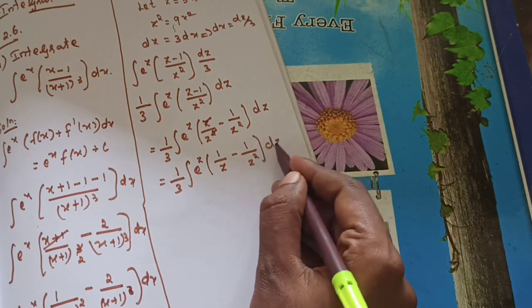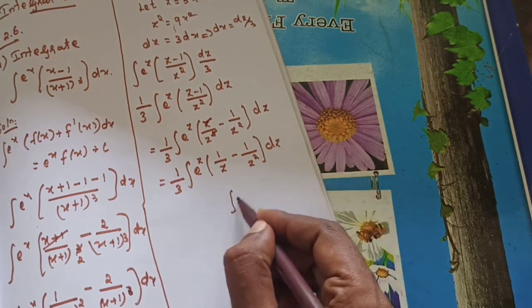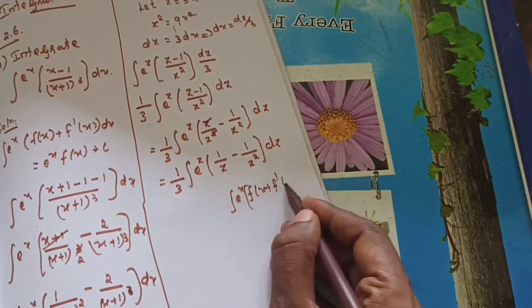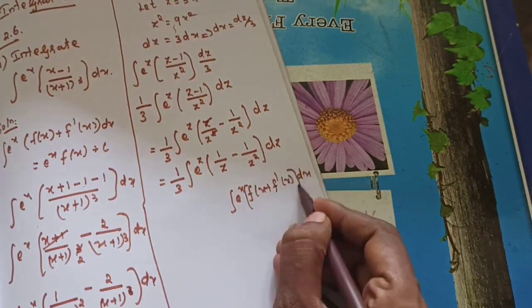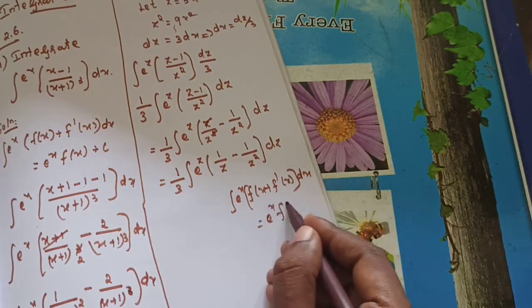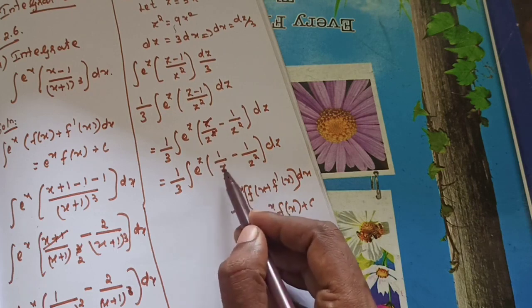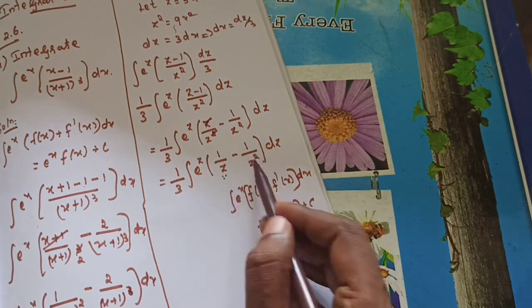So seeing this, can we use the formula or not? Yes, is it right? The integral of e power x into f of x plus f dash of x dx is equal to, what's the formula? e power x f of x plus c. So here f of x means 1 by z. So when you find f dash of x, you will get minus 1 by z square.